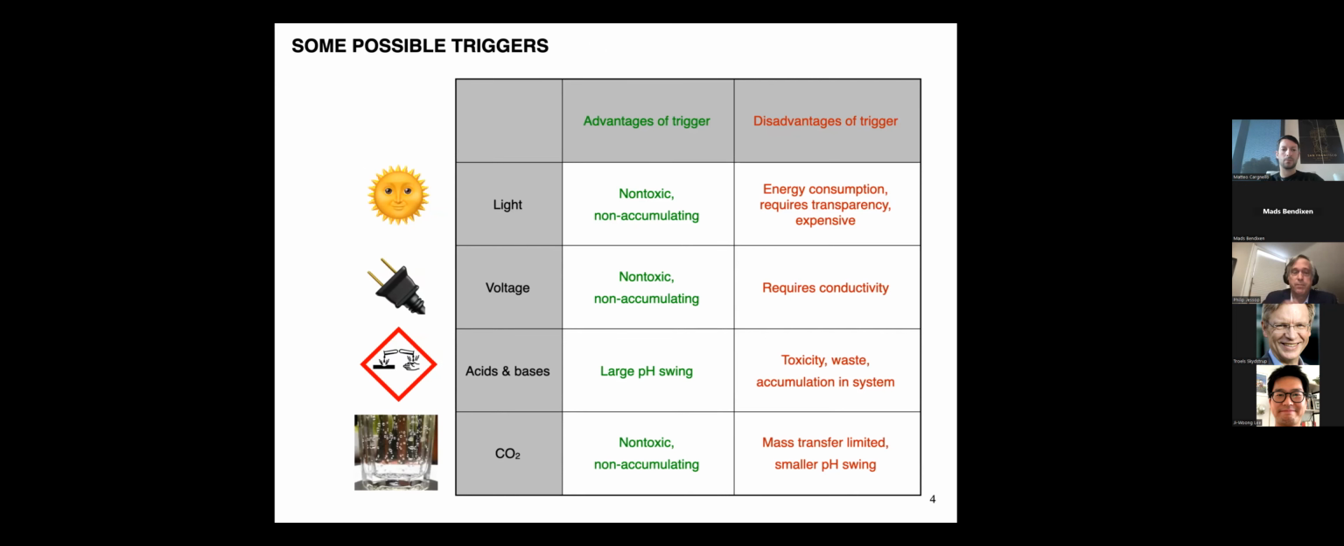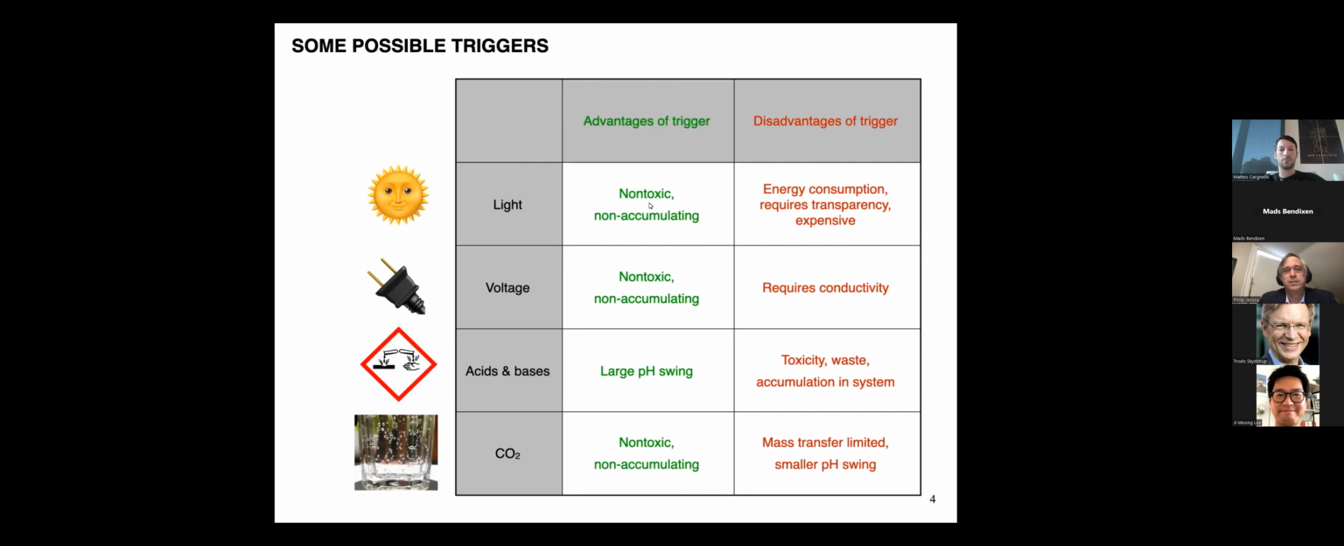And most of the papers, and in fact, I found review books about stimuli responsive materials that don't mention CO2 at all, which is kind of disappointing, but still, most of the focus has been on light and voltage as the triggers to cause things to switch their properties.